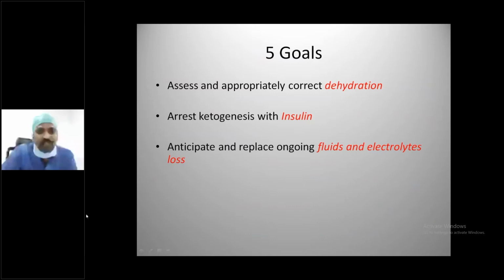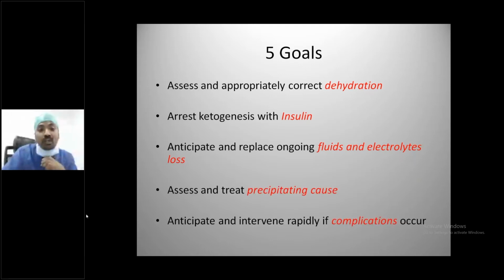What are the goals of management of DKA? We have only 3 important goals: correction of dehydration with IV fluids, starting insulin to arrest ketogenesis, and correction of any electrolyte imbalance during the therapy. Apart from this, we need to identify the precipitating cause and treat it, and we need to identify the complications during the therapy and address them very rapidly.